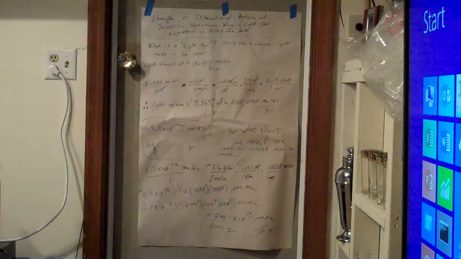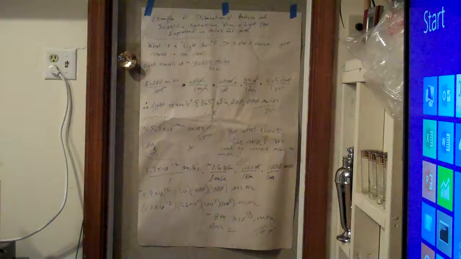So, turns out that light travels, and again, notice the tilde, that means it's approximate, about 5.865 trillion miles per year. And you can read this off, just as a reminder. These are your hundreds, your thousands, your millions, your billions, your trillions. So that's 5,865,696,000,000 miles per year. There we go.